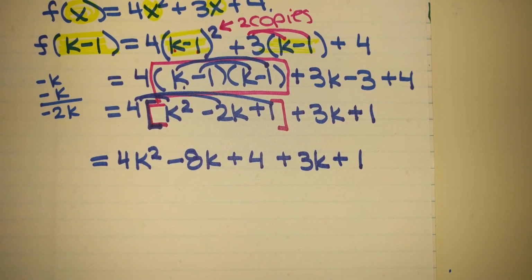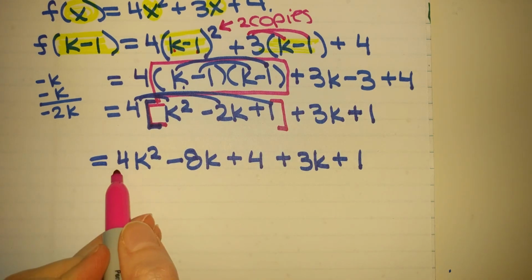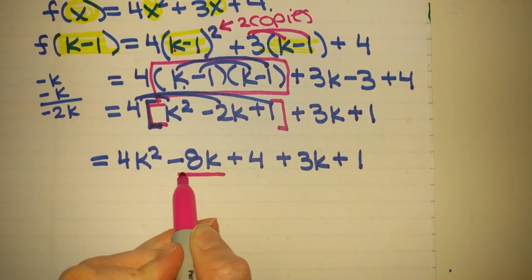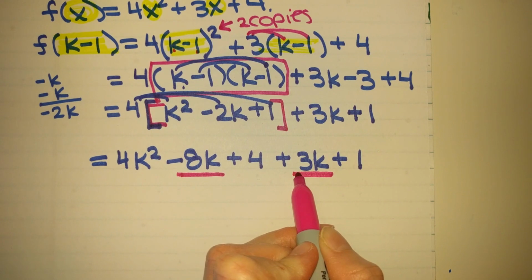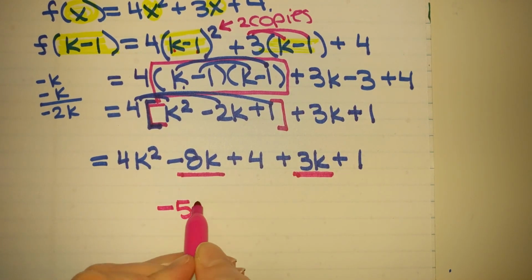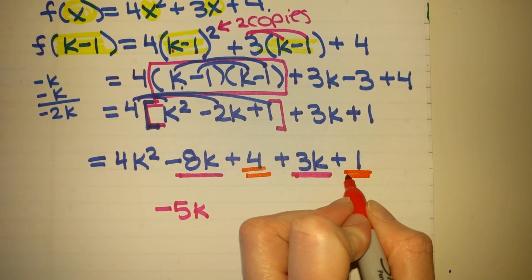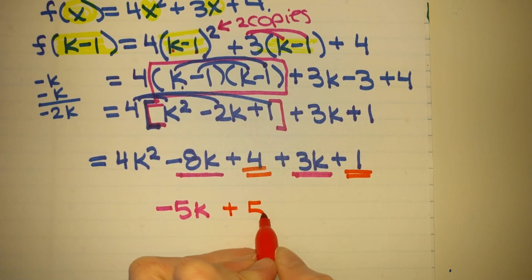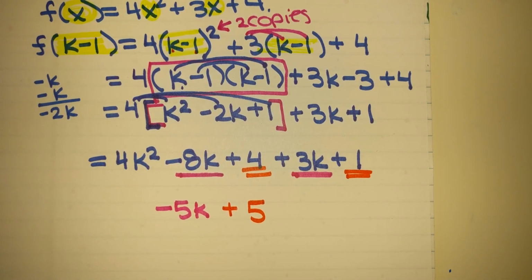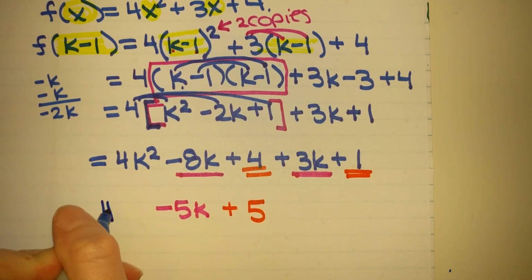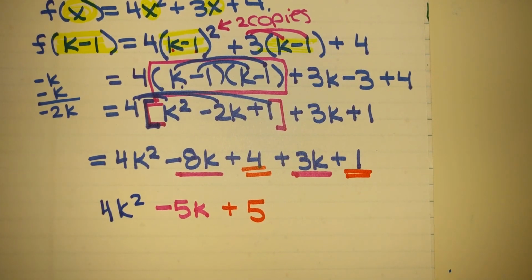And even after you do all that work, that is still not an answer choice because we have to combine completely all of our like terms. So if you scan through this, you see that you have a negative 8k and a positive 3k. So those can be combined together to give us a negative 5k. And then you also see that we have a positive 4, positive 1. So those can be combined together to give us a 5. And then the 4k squared is staying as 4k squared with nothing to combine.